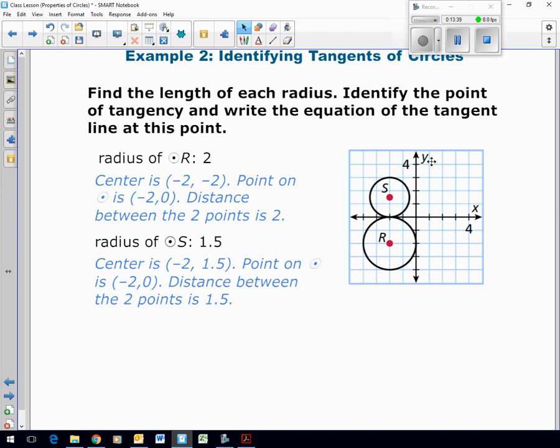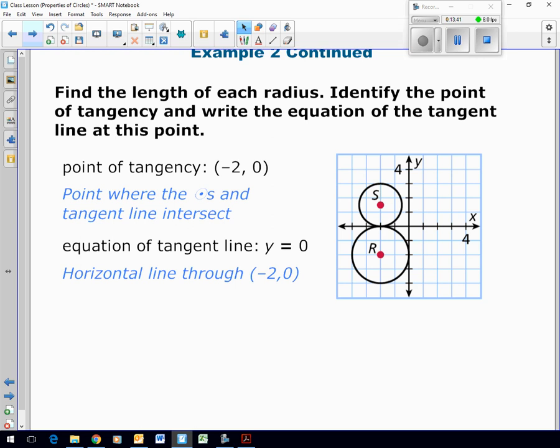And then it wants the equation of the tangent line at this point, as it's just what the warm-up was, correct? Where are they tangent? They're tangent along the line where y equals 0. Mr. Hobbs, that's the x-axis. You're right. Go back to the warm-up. The horizontal lines are written as y equals, right? The vertical lines are written as x equals, okay? Don't forget that. You got me? All right.